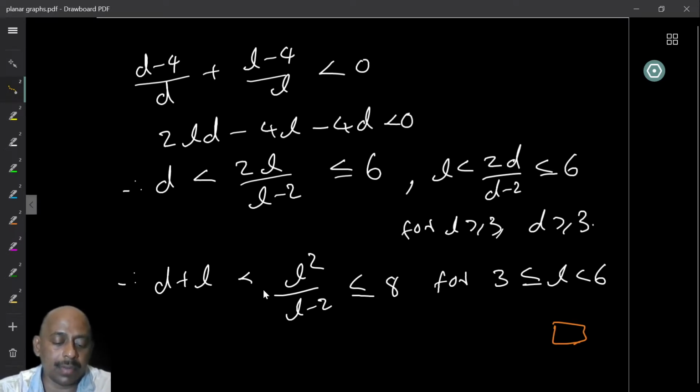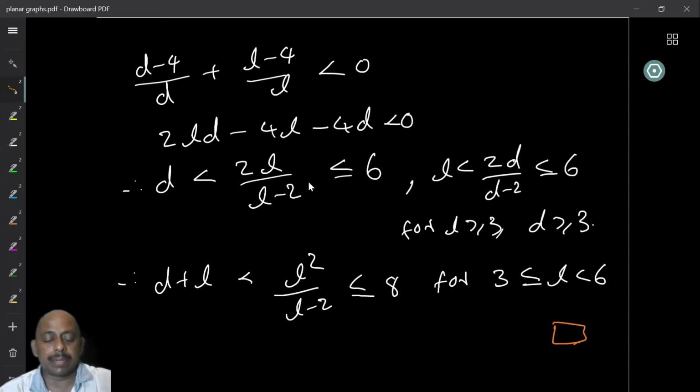Now let us just add L to the first inequality. So D plus L is now less than 2L by L minus 2 plus L, which is L square by L minus 2, right? Because 2L by L minus 2 plus L, L square minus 2L plus 2L will cancel, L square by L minus 2. But we know that L is at most 6 and L is at least 3, and if you substitute that for L square by L minus 2, you will see that D plus L is going to be less than or equal to 8. And that is it. So we have proved that for all the corners whose charge is negative, this identity is true. And since there is at least one corner whose charge is negative, we get that you can find such a pair of vertex and face incidence.